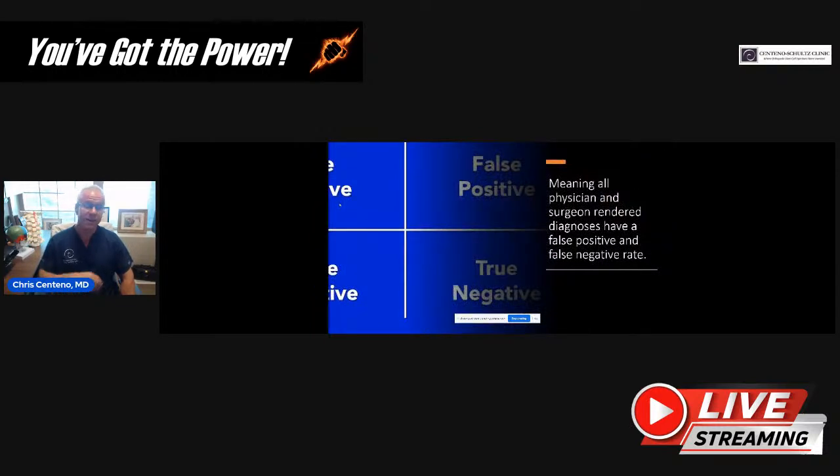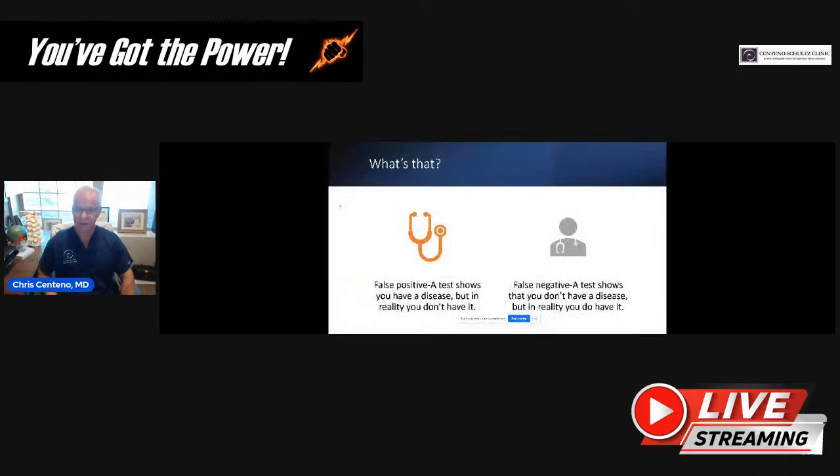However, it doesn't matter who's rendering the diagnosis, a physician, a surgeon, a neurosurgeon, orthopedic spine surgeon, doesn't make a difference. All diagnoses that are rendered by people and humans have a false positive and false negative rate. So what does that mean? A false positive is a test that shows you have a disease, but in reality, you don't have that disease. And a false negative goes the other direction. That's a test that shows you don't have a disease, but in reality, you do have that disease.